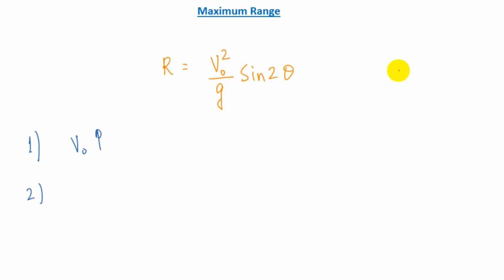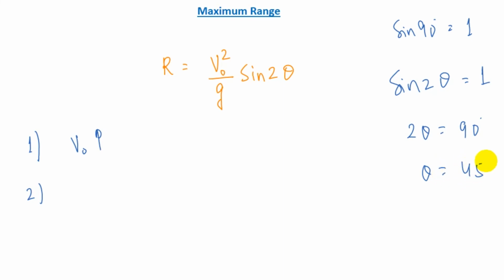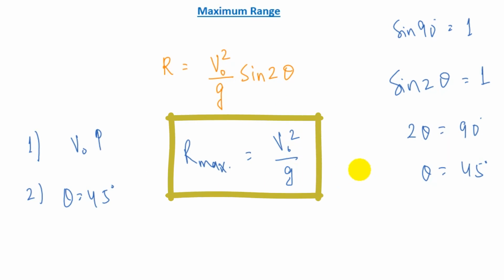Now the range will be maximum when sine 2 theta is maximum, and the maximum value for sine 2 theta is 1. At what angle would sine 2 theta be 1? We know that sine 90 degrees is 1. So we can say that 2 theta should be 90 degrees, or theta should be 45 degrees. So at theta 45 degrees, sine 2 theta will be 1 and the range will be maximum. So the second case, we can write that theta should be 45 degrees. In this case the maximum range will be given by the expression V0 squared divided by G. So this is the expression for the maximum range.